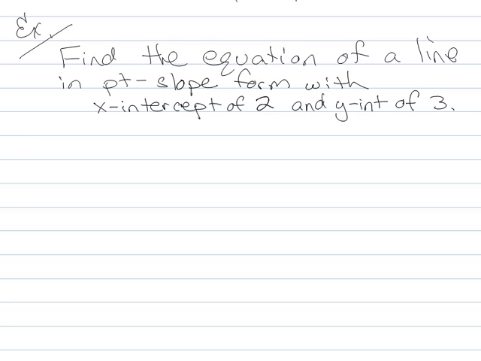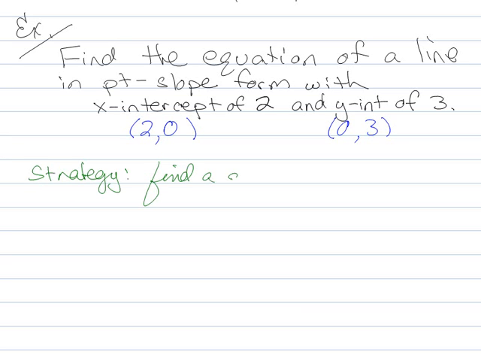The first thing you want to do when you see these kinds of problems is remember what x-intercept and y-intercept mean. So if I wanted to rewrite x-intercept and y-intercept as coordinate pairs, how would I do that? The x-intercept is going to be 2, 0, and the y-intercept is 0, 3. So that's the first step. Here's the second step, and this is a key strategy for all these kinds of problems in this section: find the slope, if it's not given. For point-slope form, we need points and a slope.